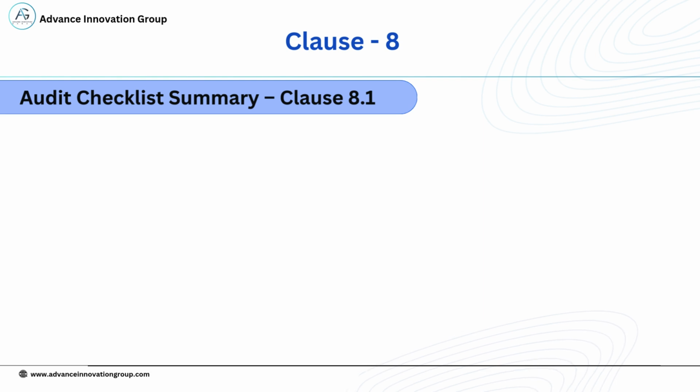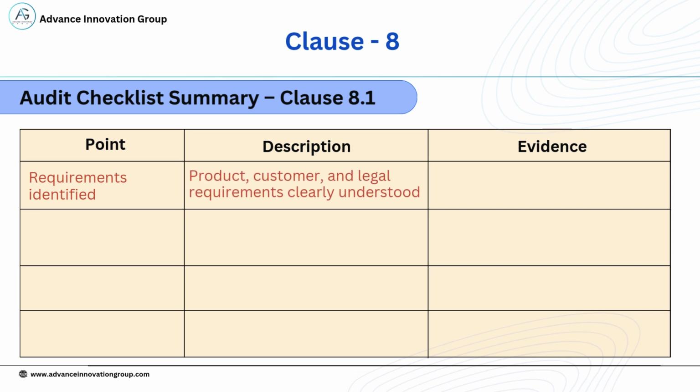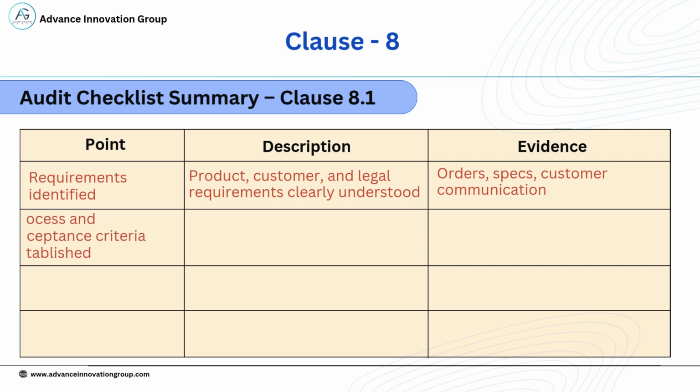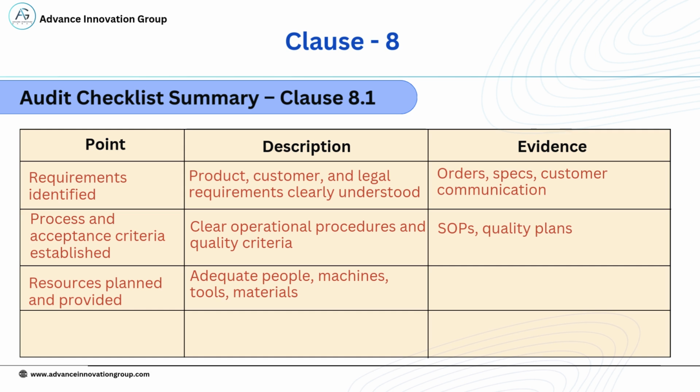4. Audit checklist summary. Clause 8.1. Description, evidence. Requirements identified: product, customer, and legal requirements clearly understood. Orders, specs, customer communication. Process and acceptance criteria established: clear operational procedures and quality criteria. SOPs, quality plans. Resources planned and provided: adequate people, machines, tools, materials.